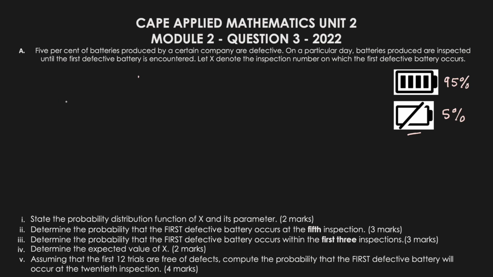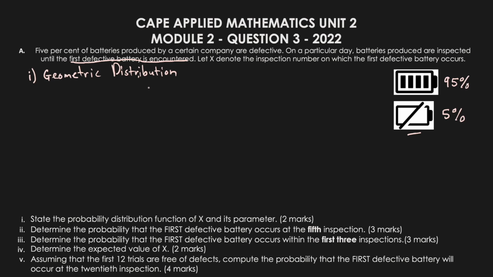So that's a good segue into our first question, which is I. It says, state the probability distribution function of X and its parameter. Now, we identify that the probability distribution function in this case is a geometric distribution. And as we said, we knew this because it asks us for the first defective battery being encountered, right? So once we are looking for something that denotes first success, that is when we are considering a geometric distribution.